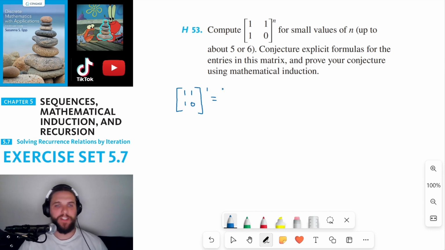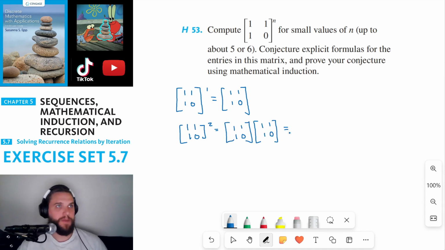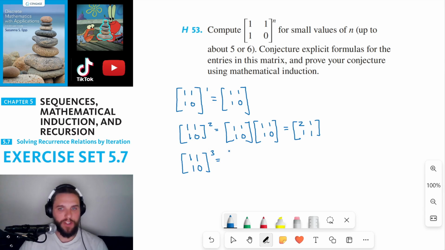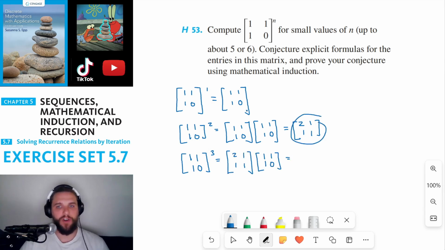Let's start by raising this matrix to the 1st power. This doesn't really do anything, and so we get the same matrix that we started with. Next, we can raise this matrix to the 2nd power, which just means that we need to multiply this matrix by itself. And we get this matrix 2, 1, 1, 1. Next, we'll cube this matrix, which is the same thing as the previous result times another factor of the original matrix. And so next we get 3, 2, 2, 1.